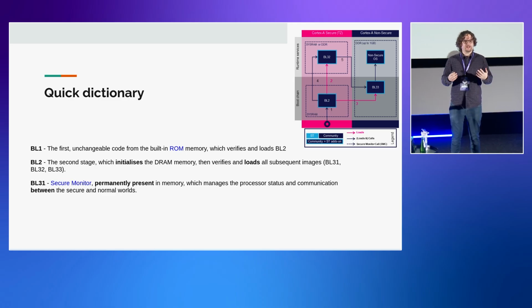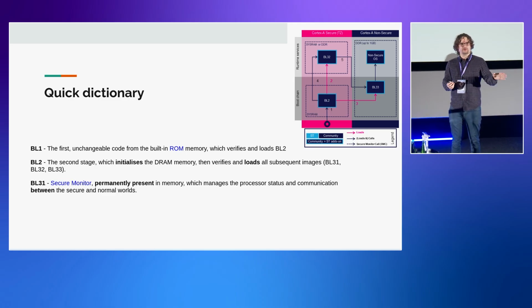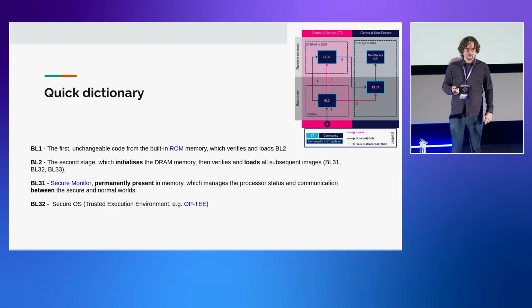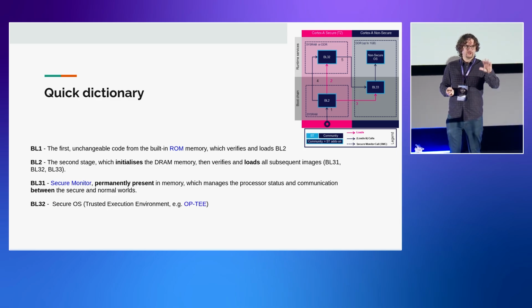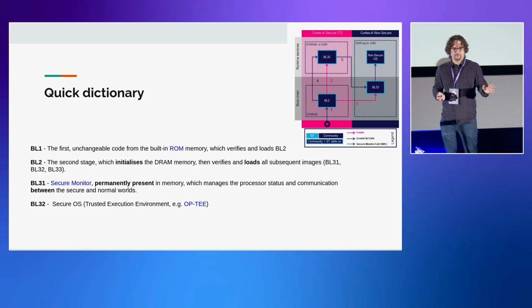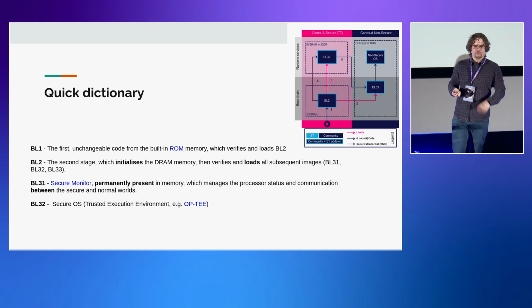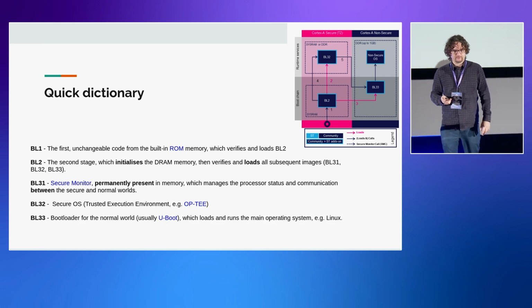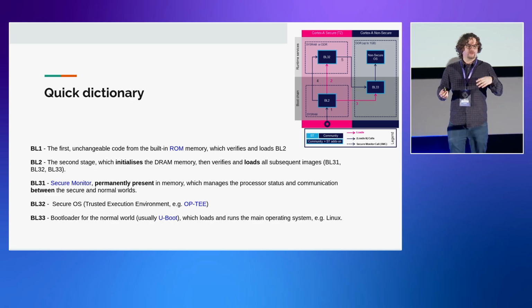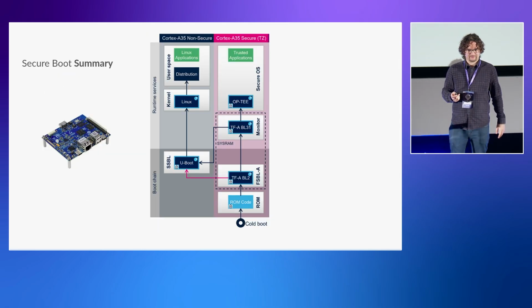It's permanently present, and it manages the switching between secure and non-secure worlds. And BL32 is the secure OS, for example, OP-TEE, so an RTOS, which manages our applications. And BL33 is the bootloader for the normal world, usually U-Boot. So having this dictionary, this diagram, and overall sequence makes much more sense.